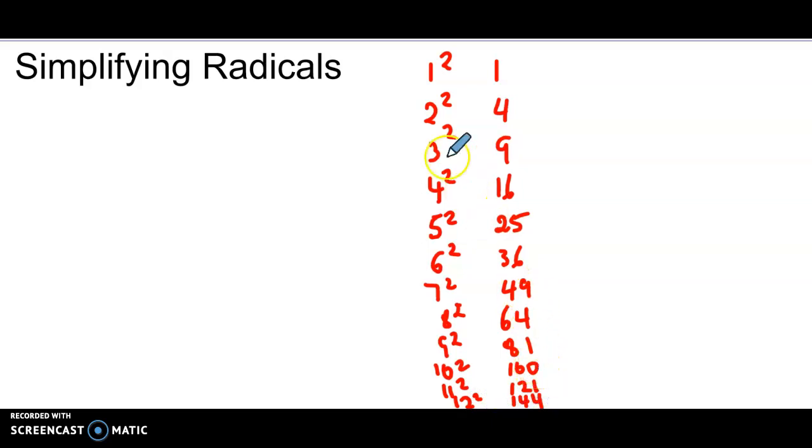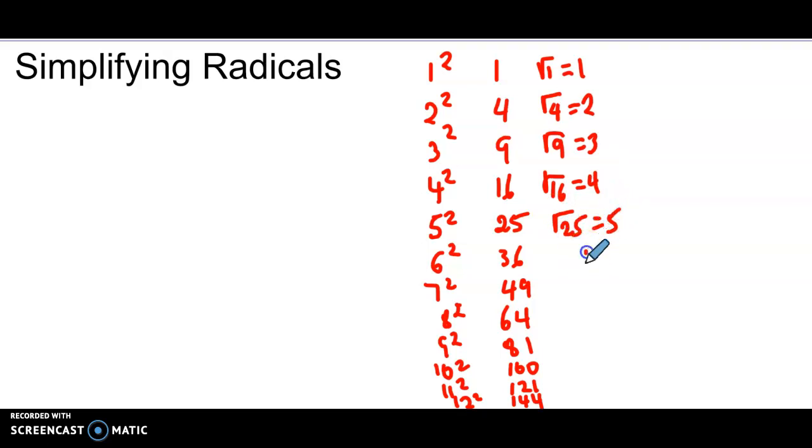Yeah, there are more, but this is a basic list that you need to be able to identify right away. So memorizing them would be very beneficial. And please remember that square root of 1 is 1. Square and square root undo each other. Square root of 4 would give you the 2. Square root of 9 would give you the base, which is 3. Square root of 16 would give you 4. Square root of 25 would give you 5, and so forth.